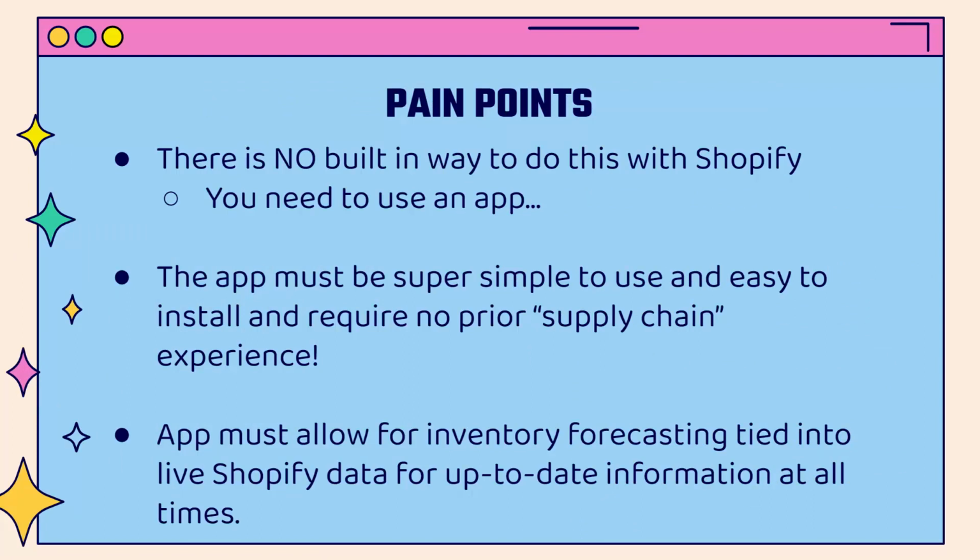You're going to need to use an app, and the app must be super simple to use. And most importantly, require no prior supply chain experience. So you don't need to be an ordering pro or an inventory pro in order to take advantage of this strategy. You'll need an app that allows for inventory forecasting, and most importantly, that's tied into live Shopify data. This is the huge key here. We need all this information to be automated and up to date with Shopify at all times. If the information on Shopify is different from the information in your inventory forecasting tool, it doesn't help at all, right? We need that deep and direct integration.